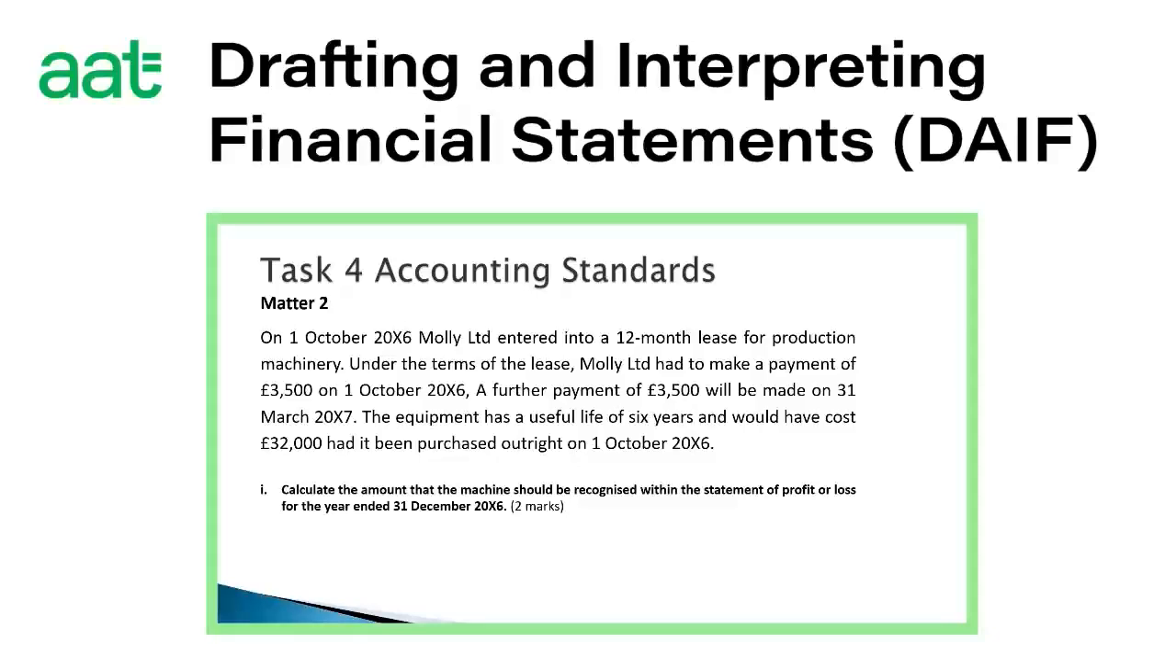So on the 1st of October 2006, we entered into a 12-month lease for production machinery. Under the terms of the lease, Molly Limited had to make a payment of $3,500 on the 1st of October 2006. Another payment of $3,500 will be made on the 31st of March 2007, and it has a useful life of 6 years and would have cost $32,000 had it been purchased outright on the 1st of October 2006.